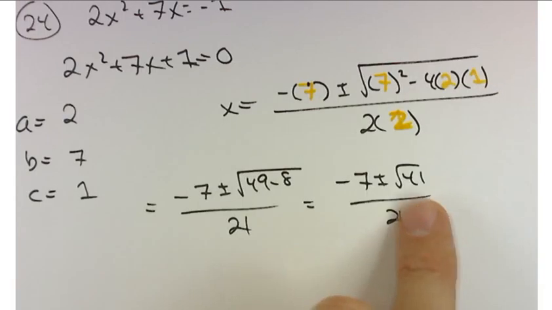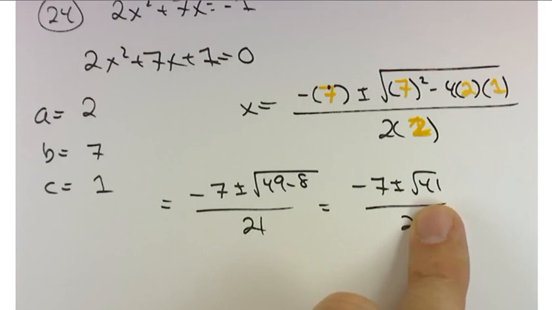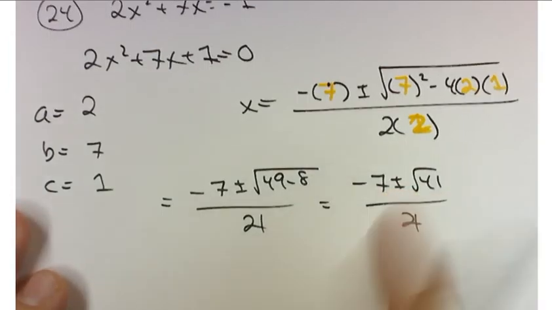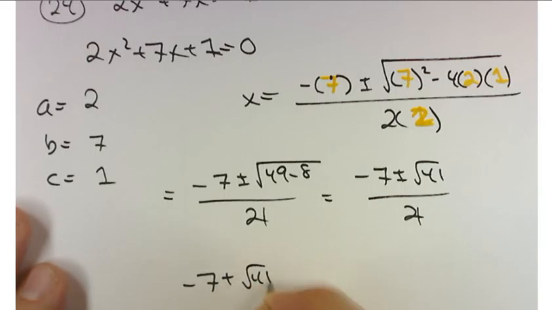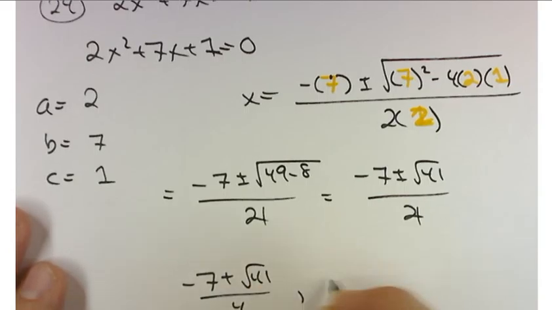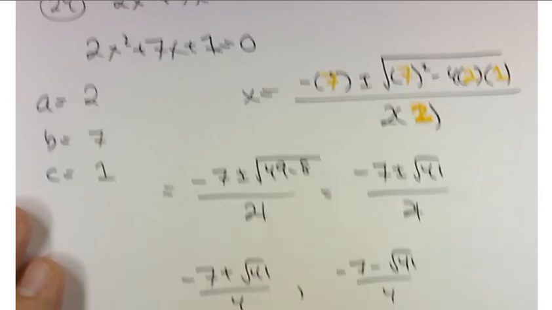Now, square root of 41 doesn't simplify at all, so we're in good shape. That's as far as you can go with this one. Negative 7 plus or minus the square root of 41 over 4. Now realize that this does represent two different solutions. Negative 7 plus the square root of 41 over 4, and negative 7 minus the square root of 41 over 4.